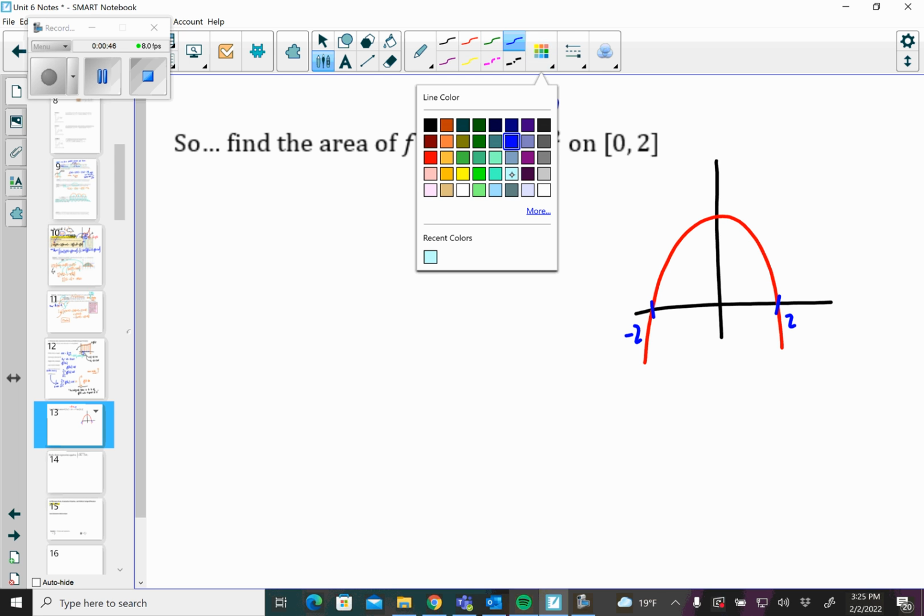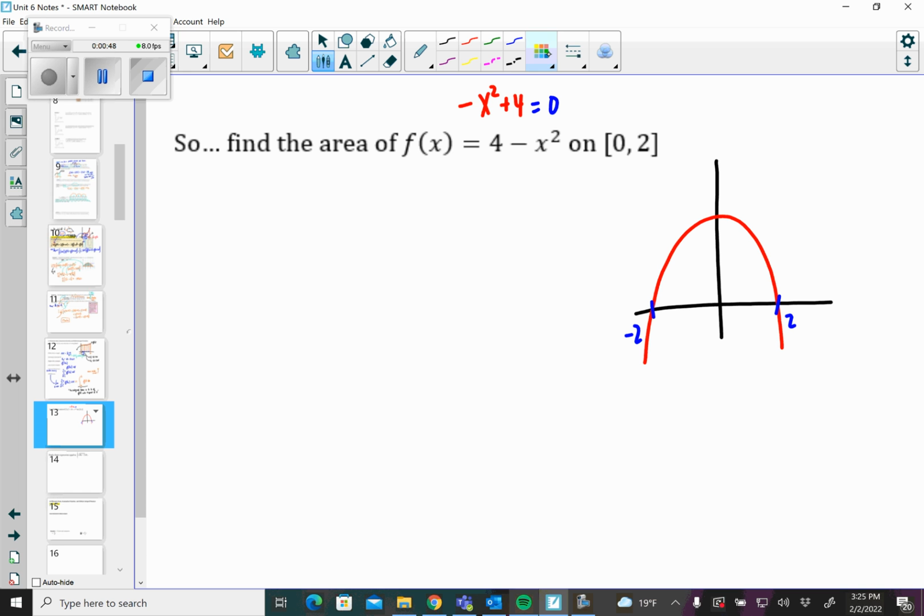Which means if I'm asked to find the area under the curve from 0 to 2, I'm looking to find this area right here. And we're actually not going to find the area in this video. We are simply going to write an expression that represents this area. So there's two ways we're going to do this. We're going to do it both with our summation notation and with our integral notation. I'm going to start with the one that I think is more challenging, which is the summation notation.